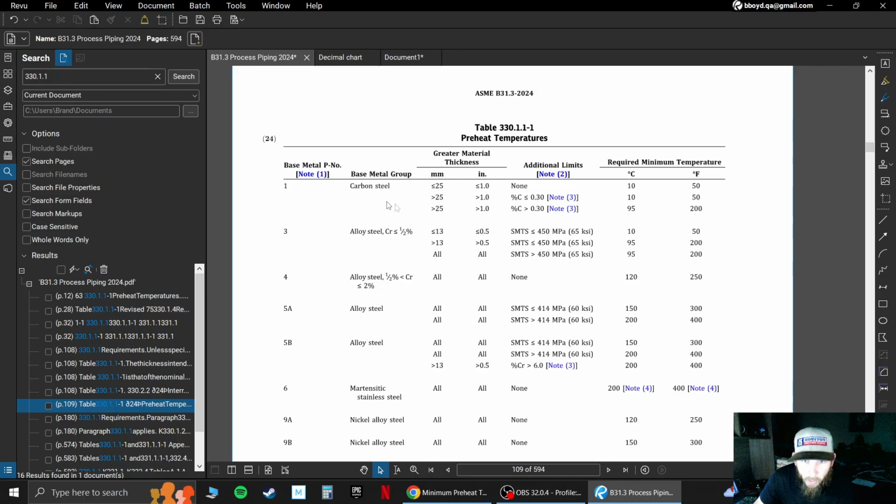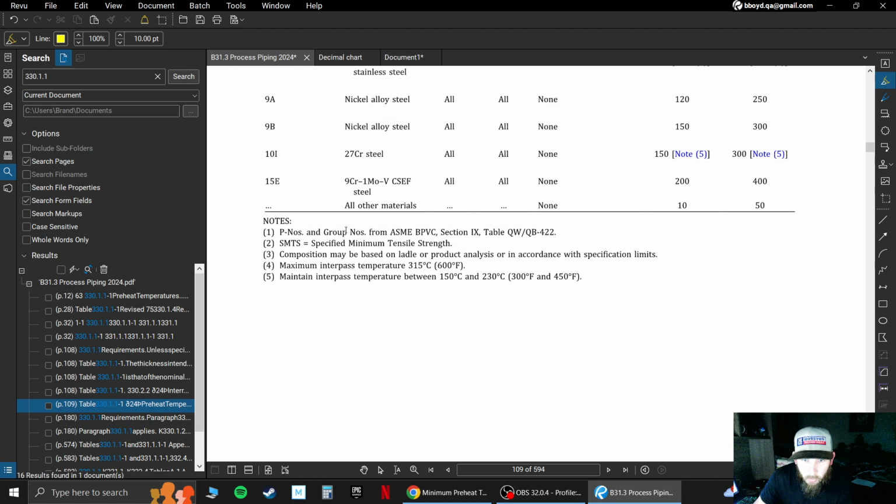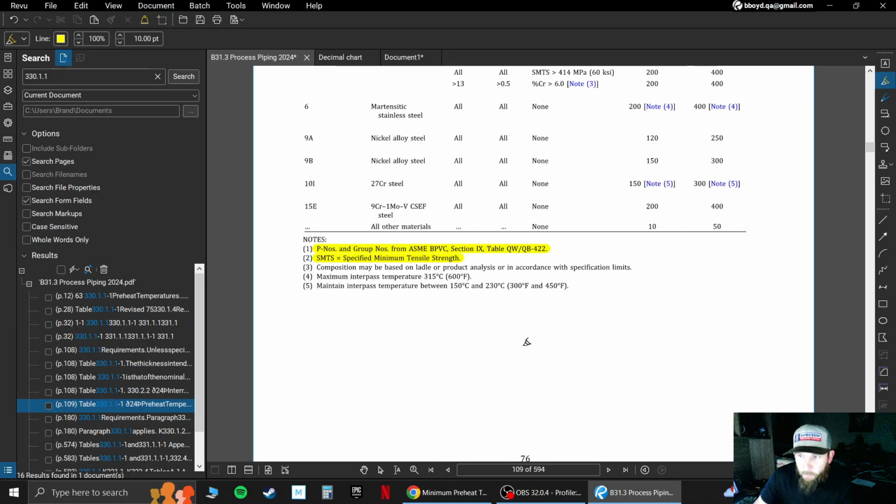So right off the bat, you can see that there is a note 1 and a note 2. Let's go ahead and take a look at those notes. Note 1 says P numbers and group numbers from ASME Boiler Pressure Vessel Code Section 9 table, and it tells you what table that this information was found in. Note 2 says SMTS is equal to specified minimum tensile strength.